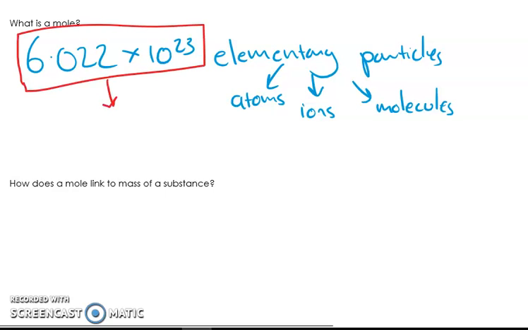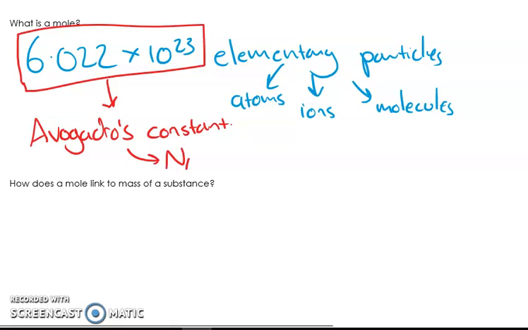Now this number which we use to define a mole, 6.022 times 10 to the 23, is important. It's a constant and we give it the name Avogadro's constant, after the Italian scientist who discovered it. It's important to remember that a mole of anything contains an Avogadro's constant of things or elementary particles in chemistry. So 6.022 times 10 to the 23 is the Avogadro's constant.